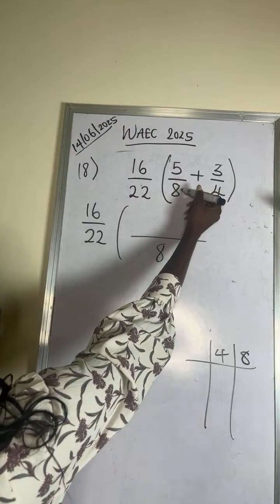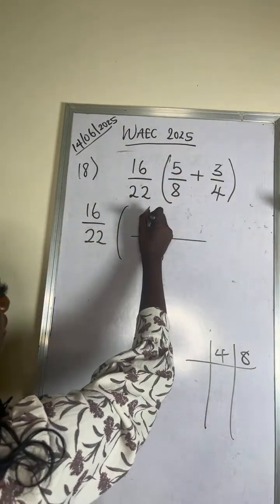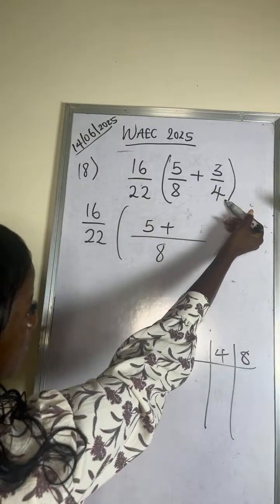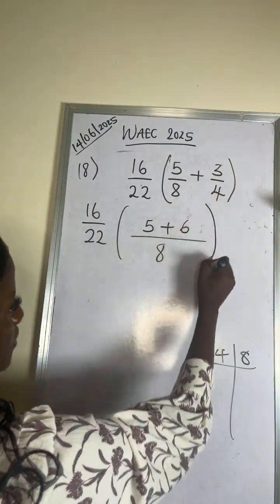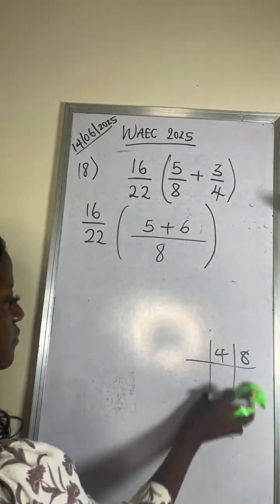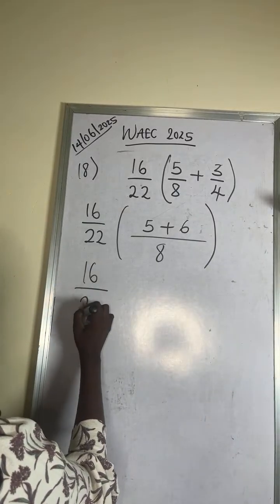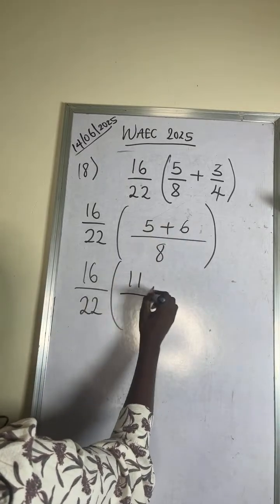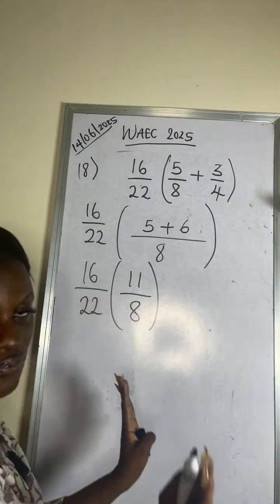Okay, so to save time, 8 divided by 8 is 1. 1 times your numerator is 5. 4 in 8, that's 8 divided by 4 is 2. 2 times your numerator 3 is 6. Okay, so continue writing, and then you come here. 5 plus 6 is 11 over 8, right? So now you have a single fraction in the bracket.